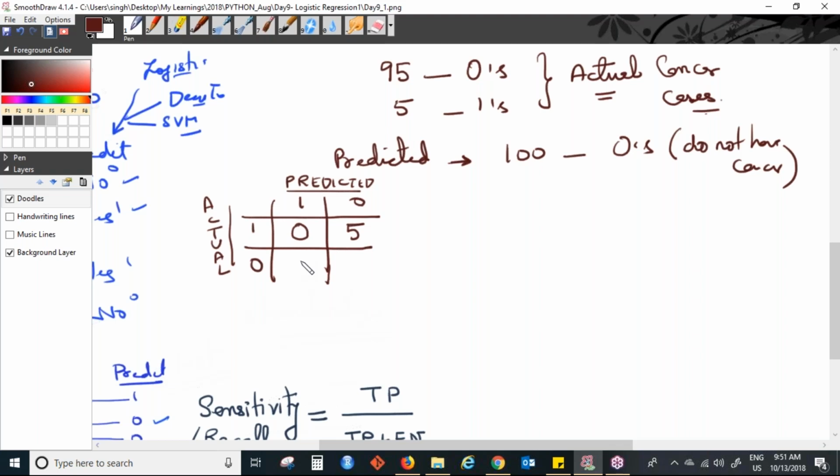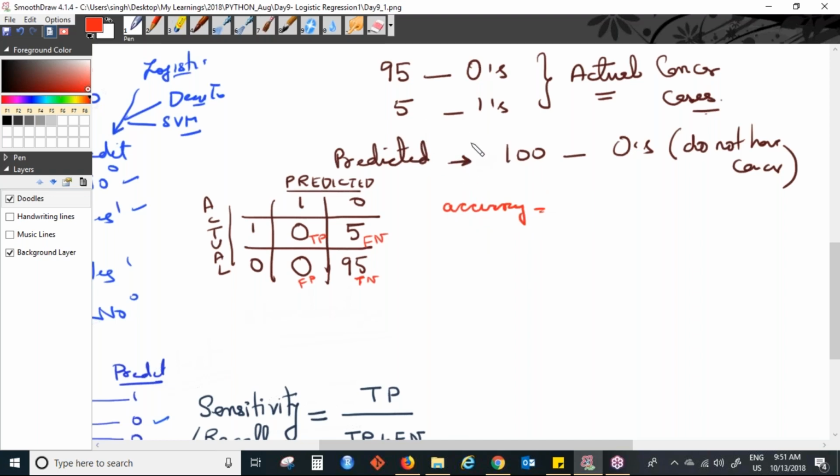Now let me write down the names of these. This is true positive. This is false negative. This is false positive. And this is true negative, right? Now let me calculate the accuracy. Now all of you agreed that this model is a waste model, right?